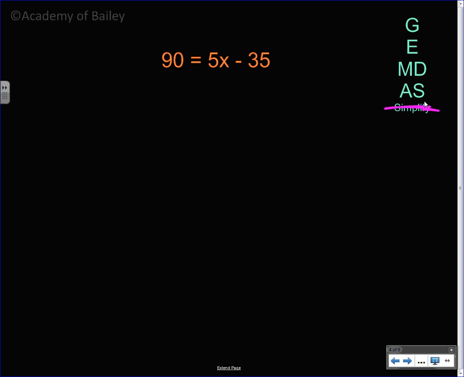Simplifying. There's no simplifying. 5x and 35 are not like terms. Addition and subtraction, well, you're subtracting 35. So how do you get rid of subtracting 35? You add 35. Now remember, you have to add 35 to both sides of the equal sign. Here's the equal sign. 35 on the right side, 35 on the left side of it.